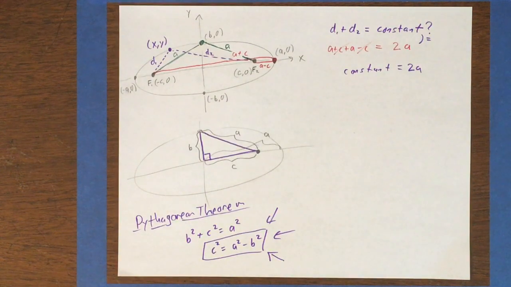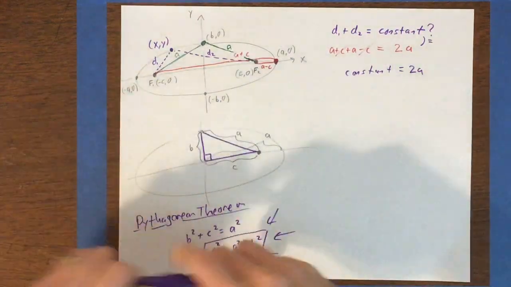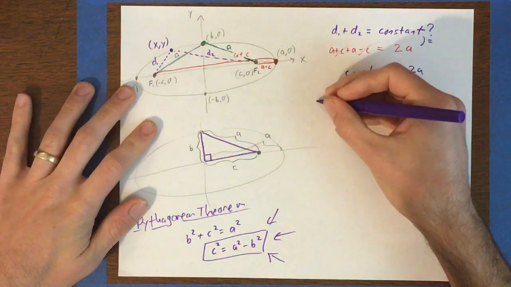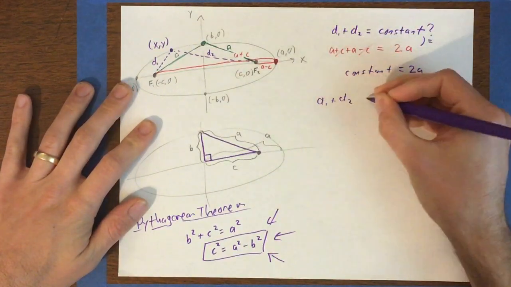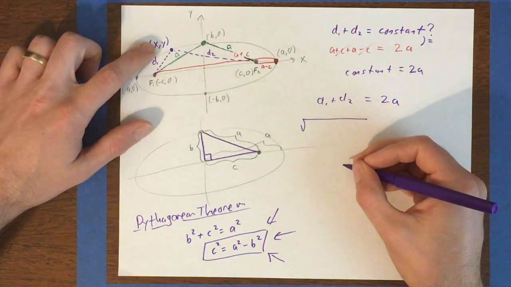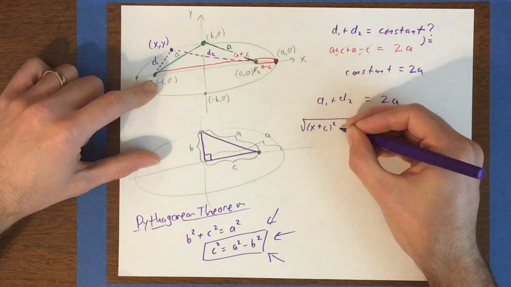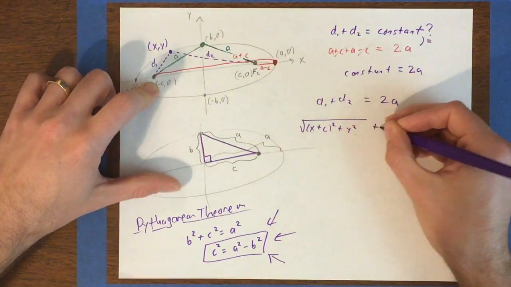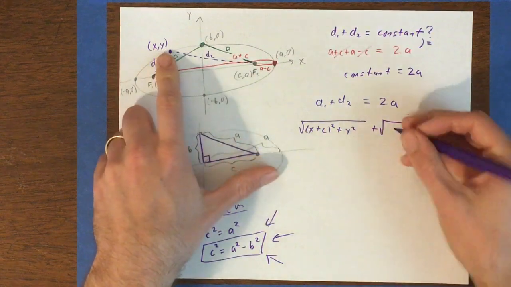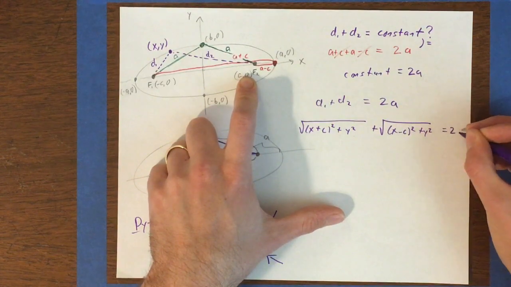So this gives us a bunch of information about ellipses. We've now got the three different measurements that matter for an ellipse: the a, the b, and the c. Going back to the purple here, if you calculate d1 plus d2 and set that equal to 2a, what you get is the square root of (x minus negative c) squared plus y squared, plus another square root for distance 2, which is (x minus positive c) squared plus y squared. Set that equal to 2a.